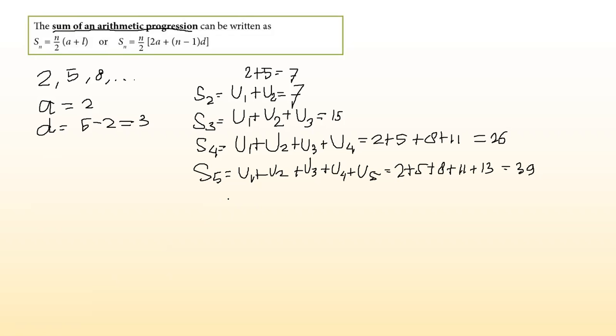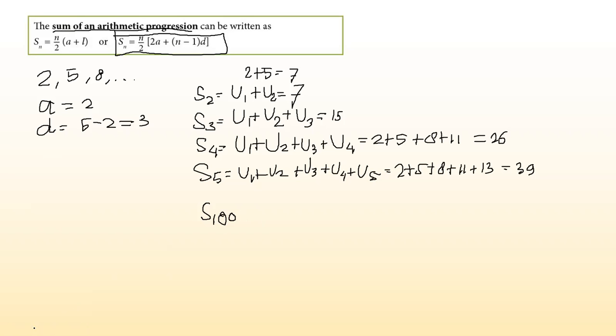Very simple. So how about if the question is S100? Impossible, you're not going to use this method, U1 plus U2 plus U3 plus U4 plus U5 till U100. So therefore, we should use this formula, this rule. This formula is useful if you want to calculate S100.